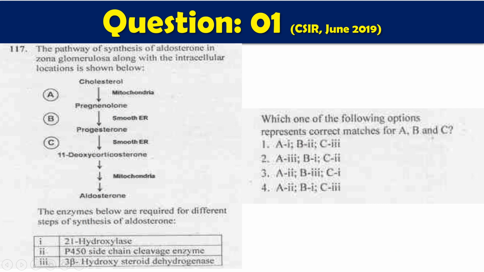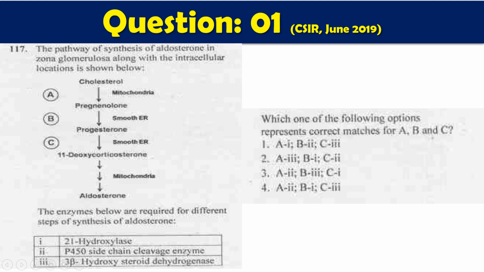Pregnenolone to progesterone conversion occurs in the smooth endoplasmic reticulum. Progesterone to 11-deoxycorticosterone also occurs in the smooth endoplasmic reticulum, and then multiple steps occur in mitochondria, and ultimately it is converted into aldosterone. Three enzymes have been given here: 21 hydroxylase, P450 side chain cleavage enzyme, and 3-beta hydroxysteroid dehydrogenase. We have to match which one is A, which one is B, which one is C, and these are the options we have.